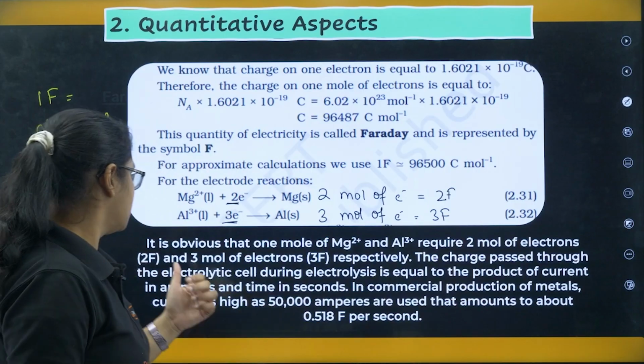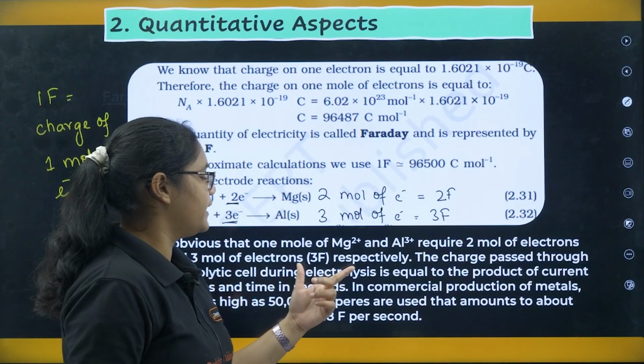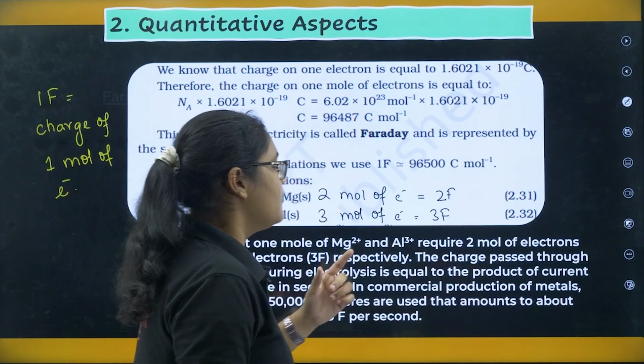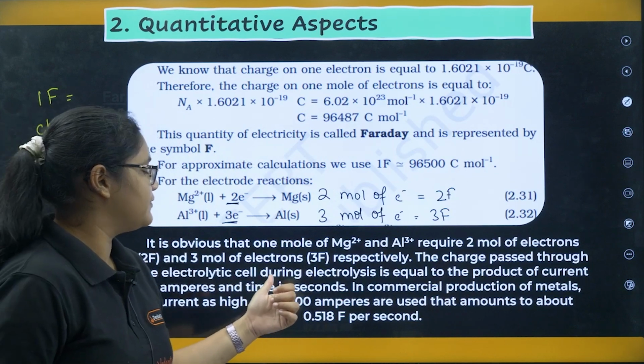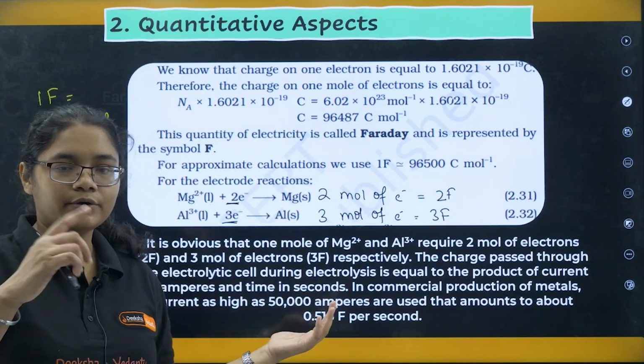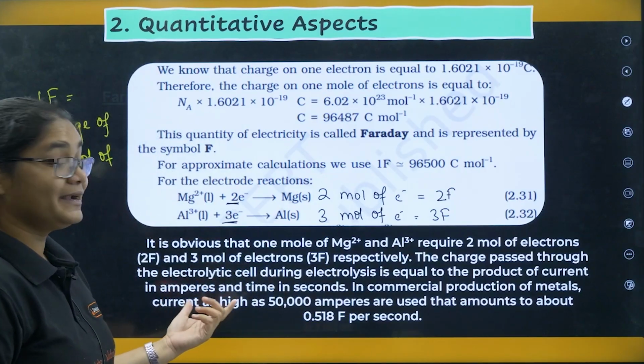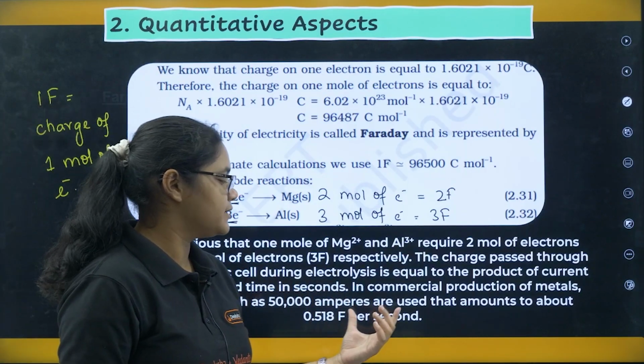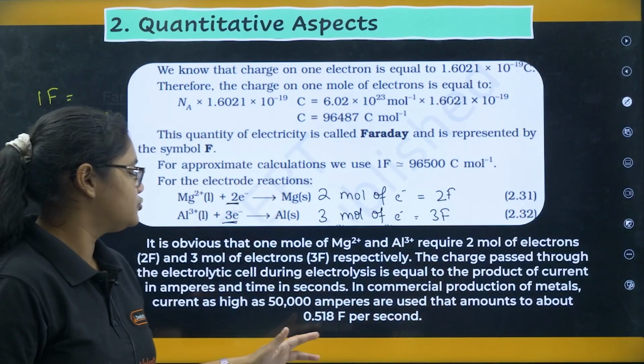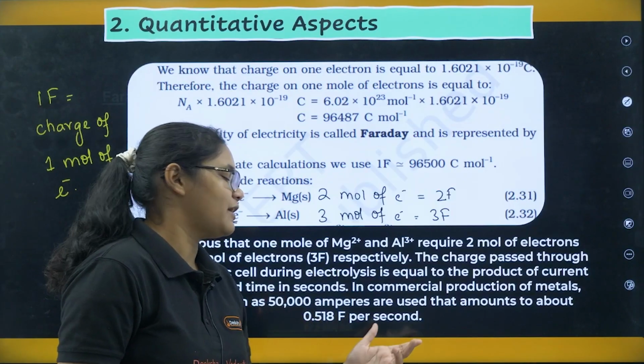The charge passed through the electrolytic cell during the electrolysis is equal to the product of the current in amperes and the time in seconds. That is, as I already told you, Q is equal to I into T. In commercial production of metals, currents as high as 50,000 amperes are used, which amounts to about 0.518 Faraday per second.